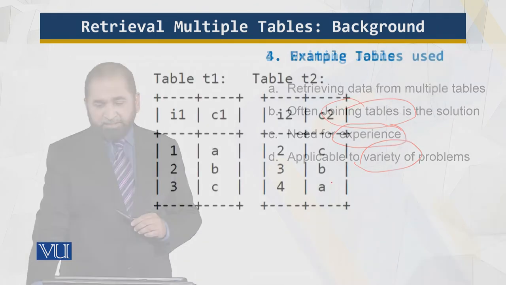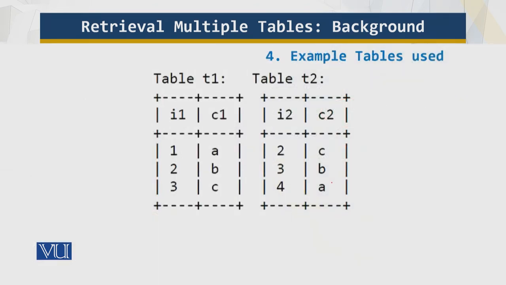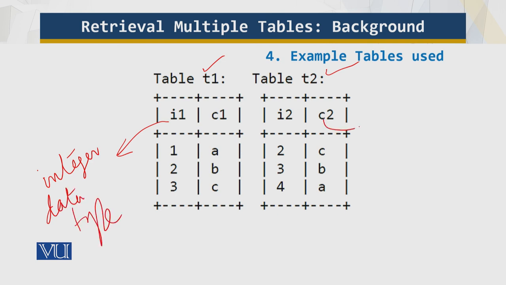Okay. And finally, the tables which we'll be looking at in this set of modules. We have table 1 over here and table 2 over here. This I1 is an integer data type. And over here, this is the character, or string, data type. So we will be looking at these two tables, T1 and T2, in the subsequent examples in the subsequent modules. So that's all I have for this module for you.